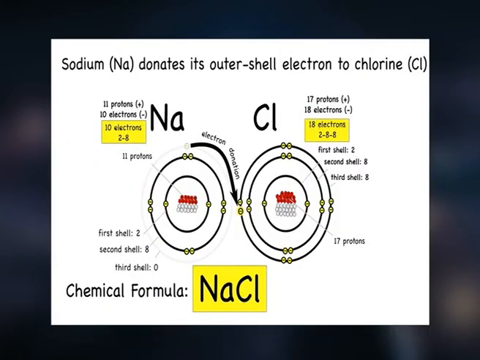When sodium and chlorine combine to form sodium chloride, sodium loses an electron and becomes positively charged. Chlorine takes that electron and becomes negatively charged. Ionic bonds are difficult to break. Ionic compounds are usually solids with high melting points.